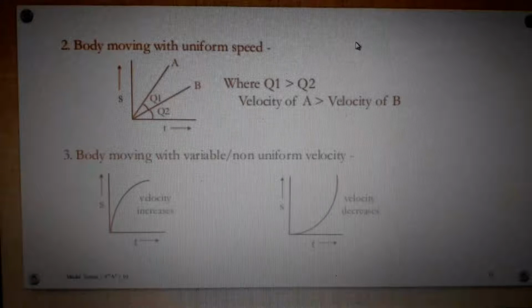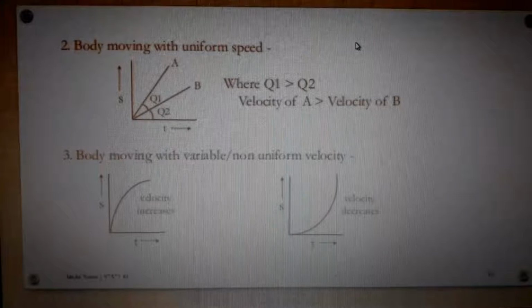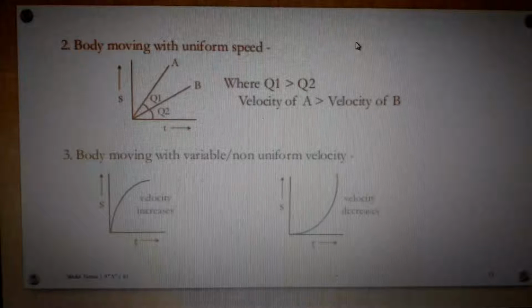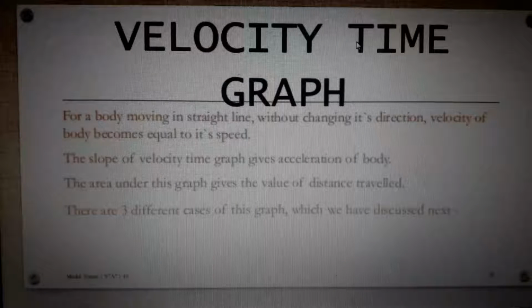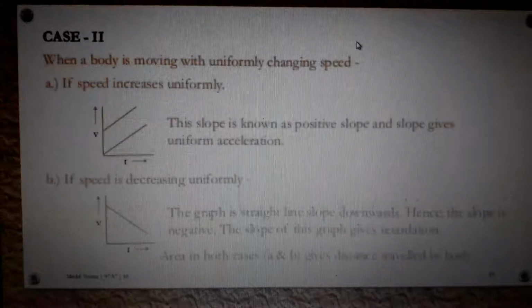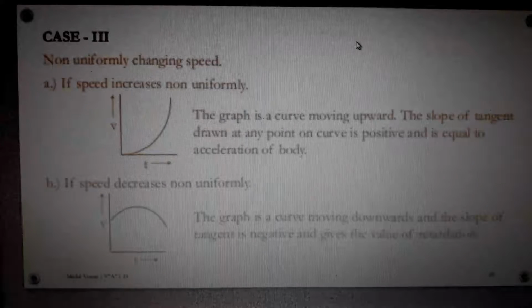Distance travelled divided by time will give speed, and displacement divided by time will give velocity. Both units are the same, and in some cases the value is also the same. This is the important part. Okay, the velocity time graph is the important part. It has three cases. See, 1, 2 and 3.